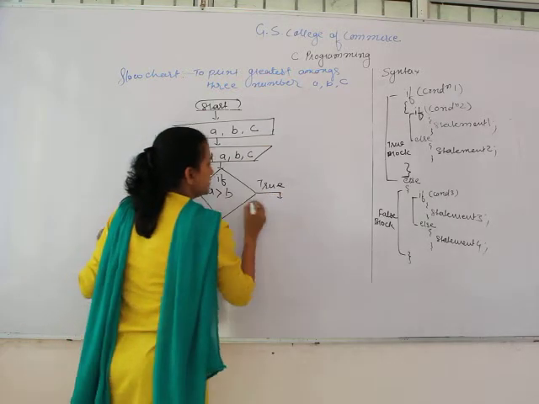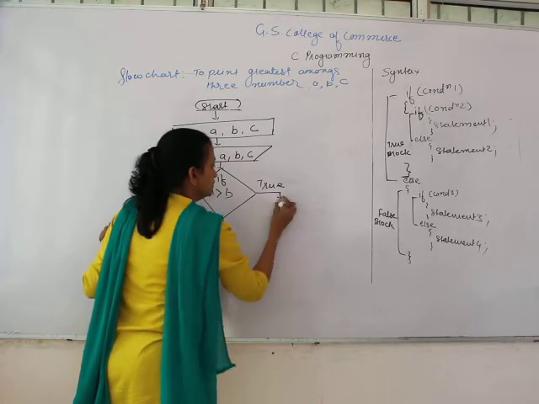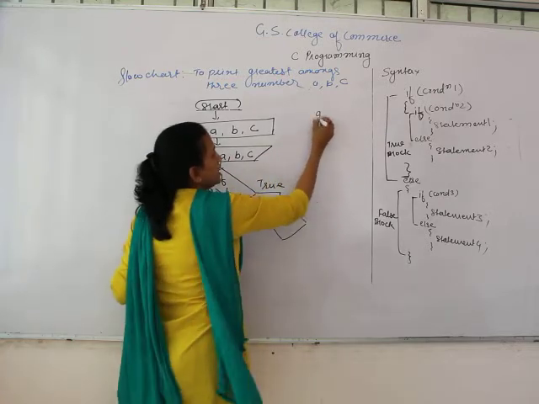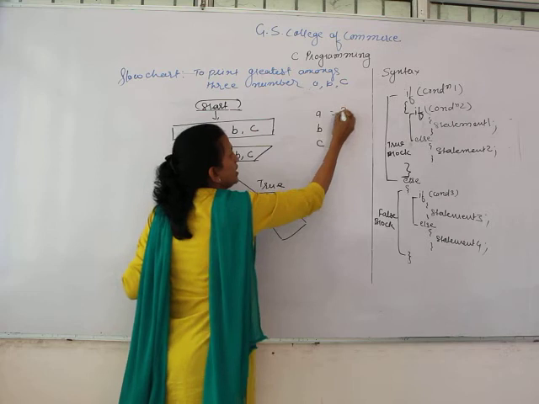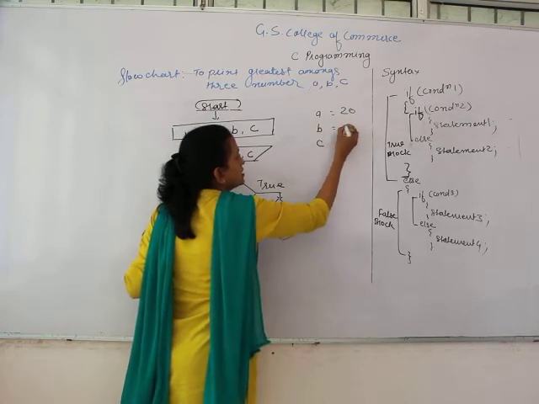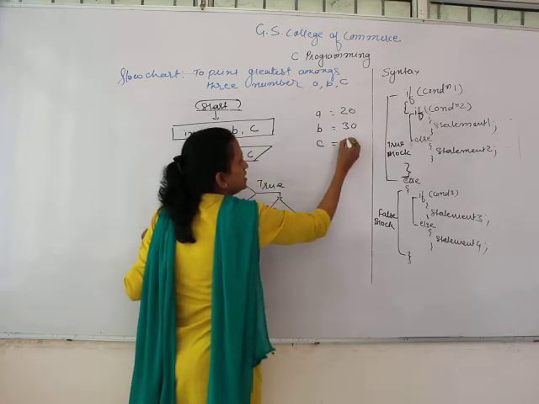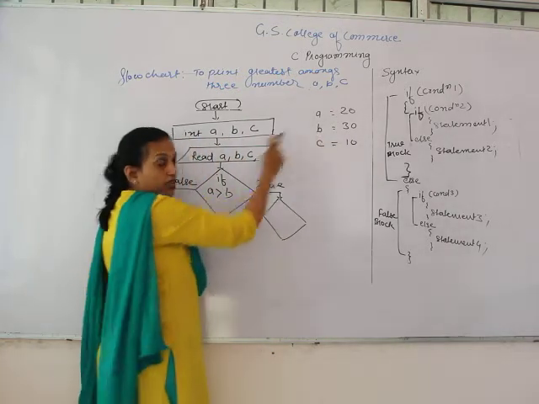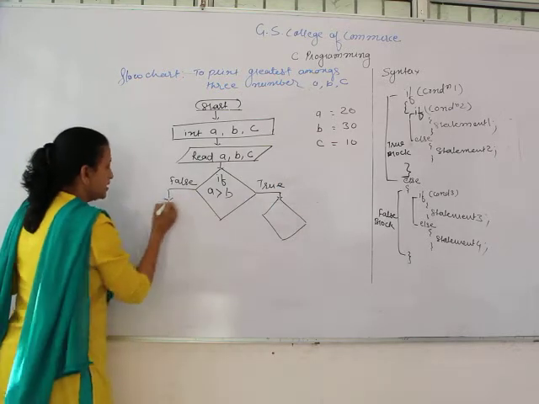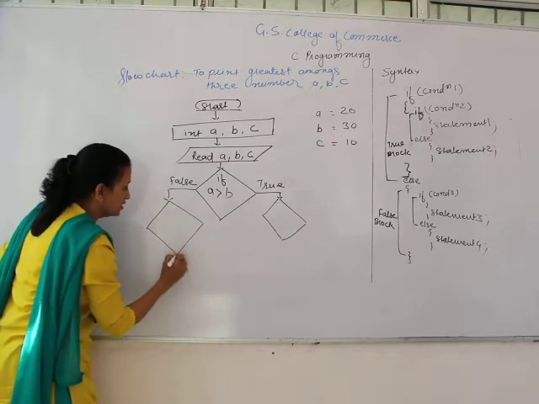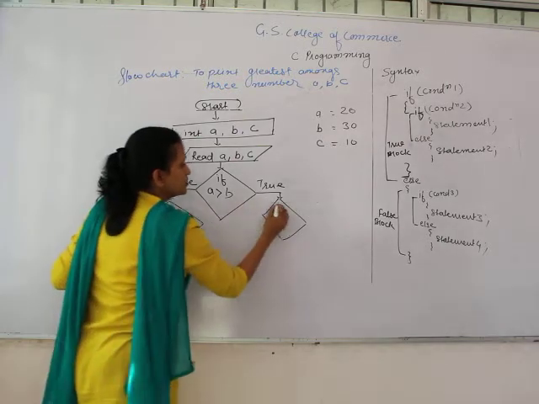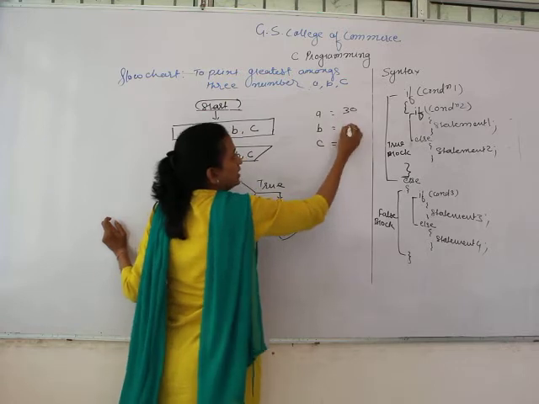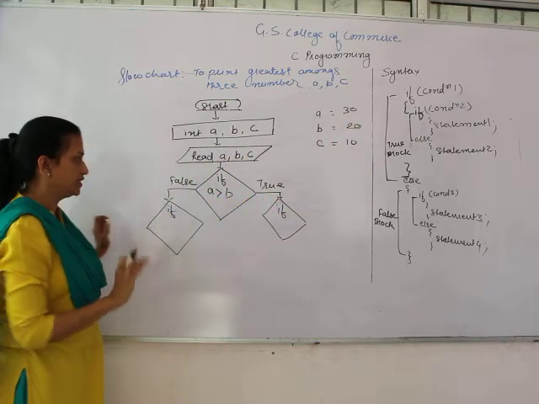If the statement is true, then we have to check the next condition. Suppose a, b, c: a is 20, b is 30 and c is 12. Now see, is a greater than b? No, the condition is false. So in that case, again the compiler has to check the next condition. But here I am taking the value of a as 30 and the value of b as 20. Now see what happened.